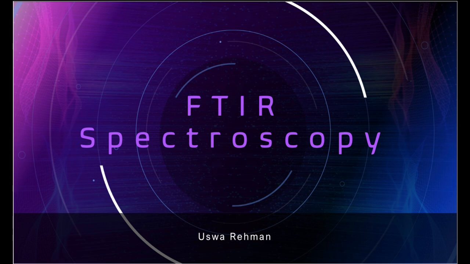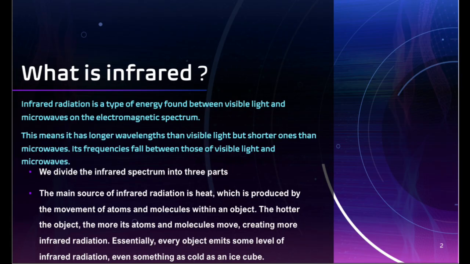Let's start without any wastage of time. What is infrared? Infrared radiation is a type of energy found between visible light and microwaves on the electromagnetic spectrum. This means it has longer wavelengths than visible light but shorter ones than microwaves. Its frequencies fall between those of visible light and microwaves. We divide the infrared spectrum into three parts.